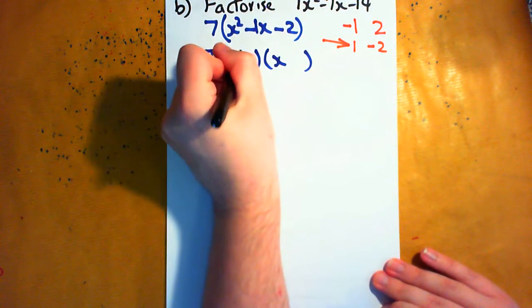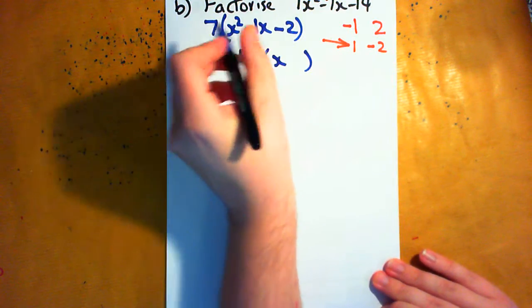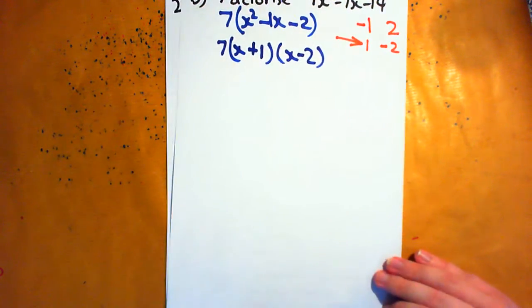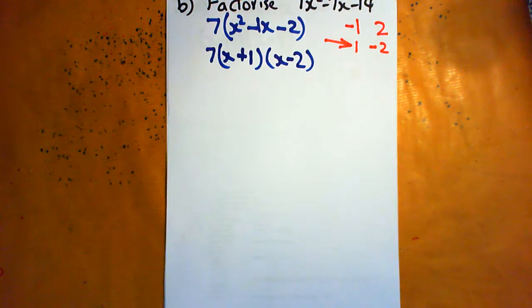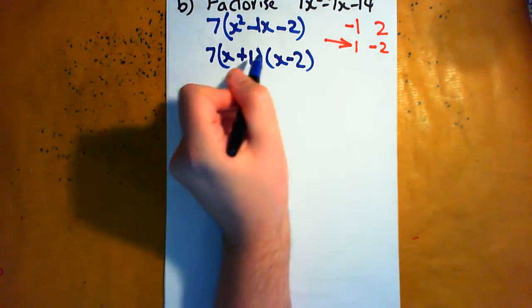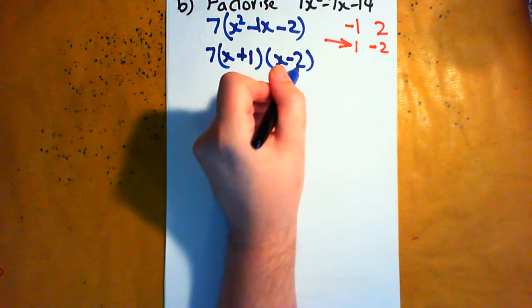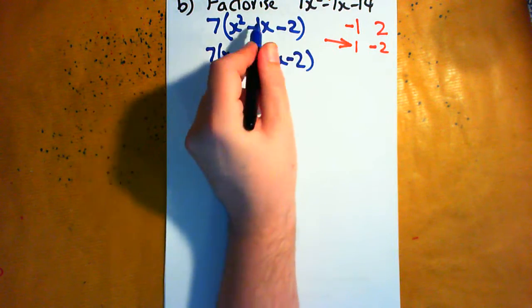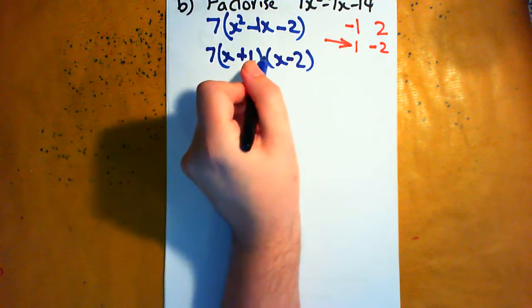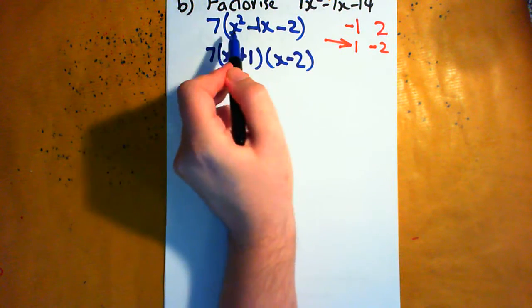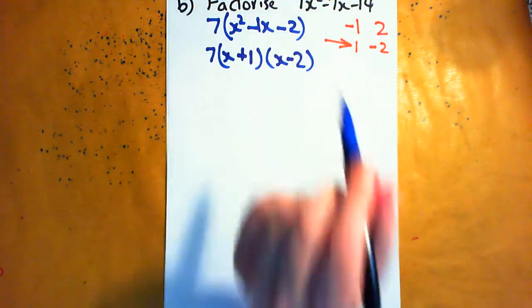and it's going to be 7 times x plus 1 times x minus 2 is the other bracket. Okay, so expanding this pair of brackets gives you x squared, then we've got minus 2x plus x, so that's the minus 1x, and then you've got a minus 2, and then multiply the 7 in, gets you back to where we started.